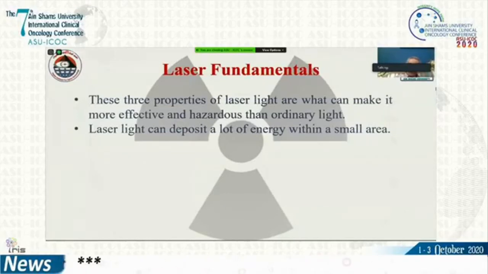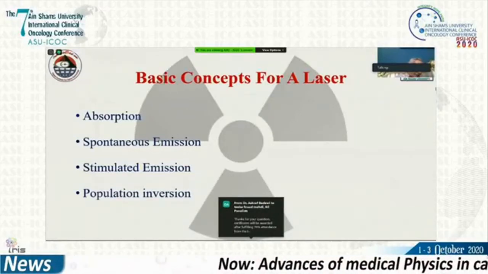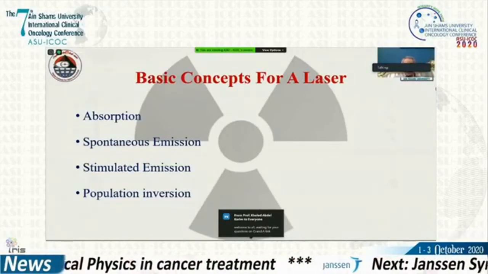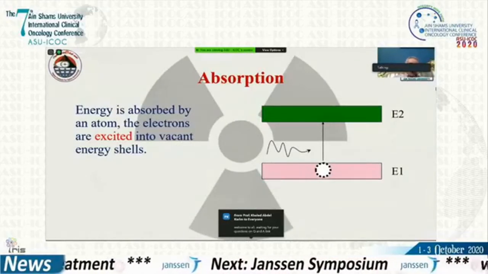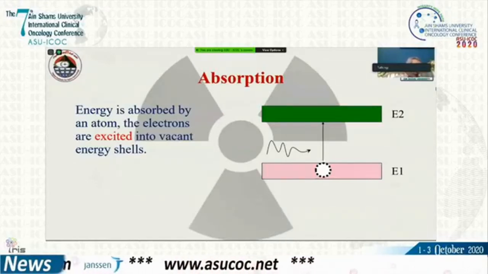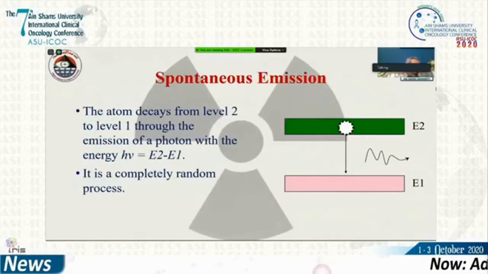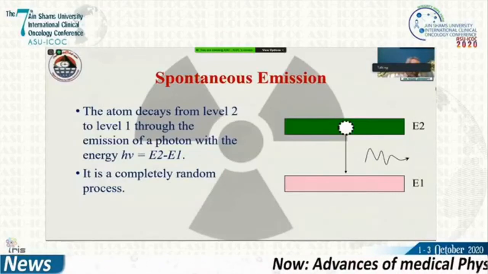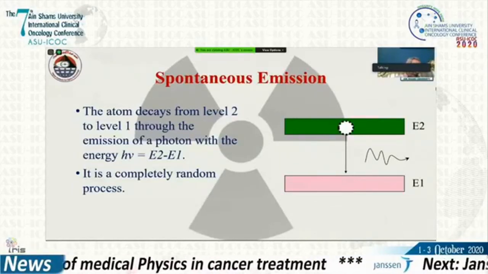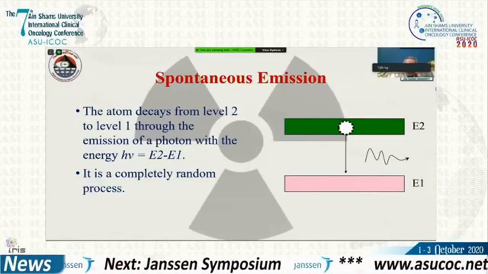There are some physical phenomena that lead to the production of laser. These phenomena are absorption, spontaneous emission, stimulated emission, and population inversion. When energy is absorbed by an atom, the electrons are excited into vacant energy shells. The atom decays from a high energy level to a lower energy level through emission of a photon with energy equal to the energy difference between the two levels.